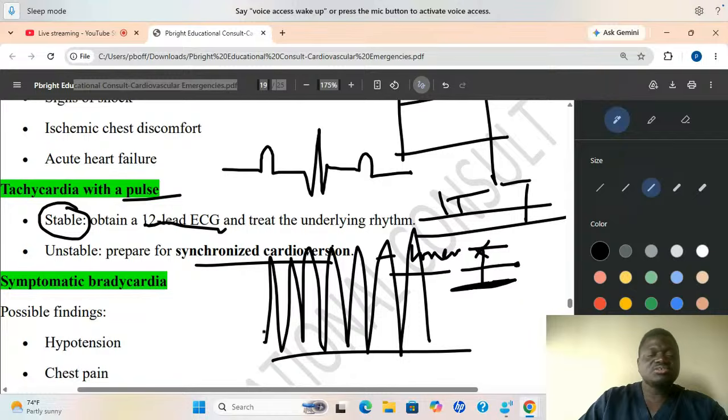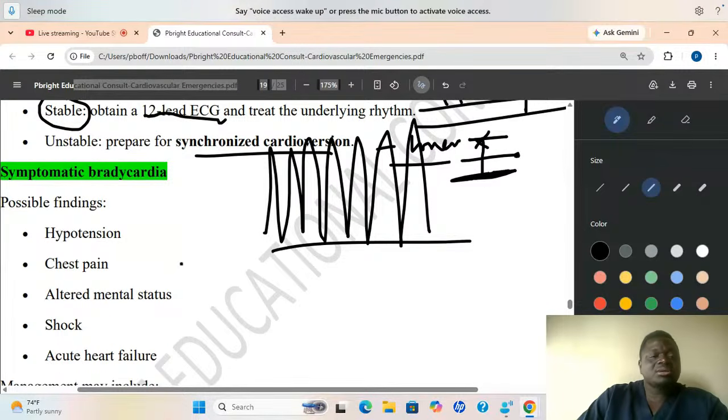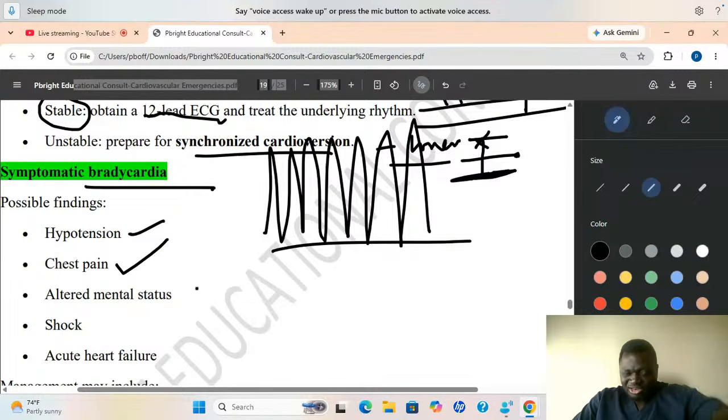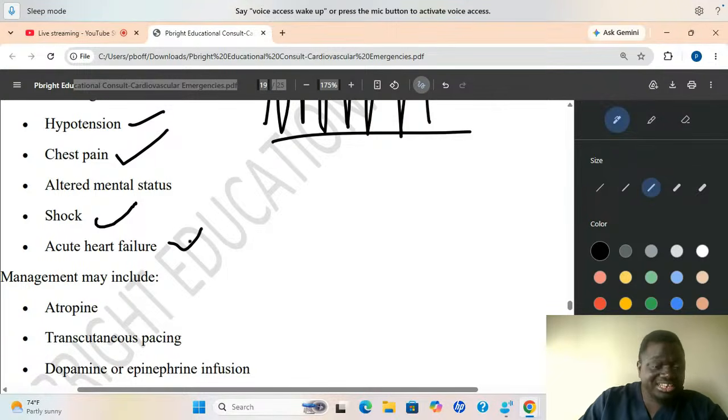Sometimes you get bradycardias. I've told you that bradycardia is not an emergency until the patient is not stable. Patients start showing signs of the effect of bradycardia. On top of the bradycardia, he is having hypotension. He is complaining of chest pain. The brain function is dropping, altered mental status. The patient is entering into shock or showing signs of shock, or signs of heart failure. It means that the bradycardia is killing the patient. So you must act. What do I have to do?